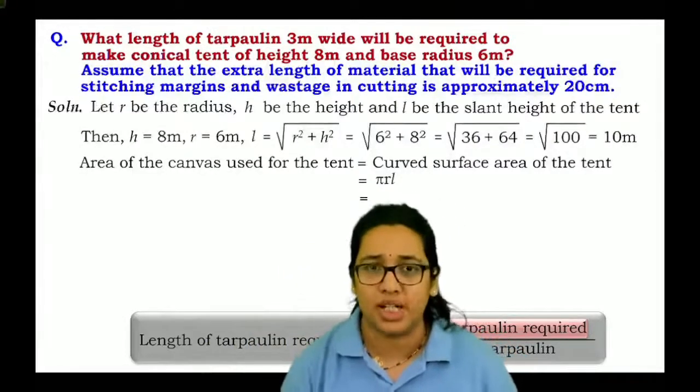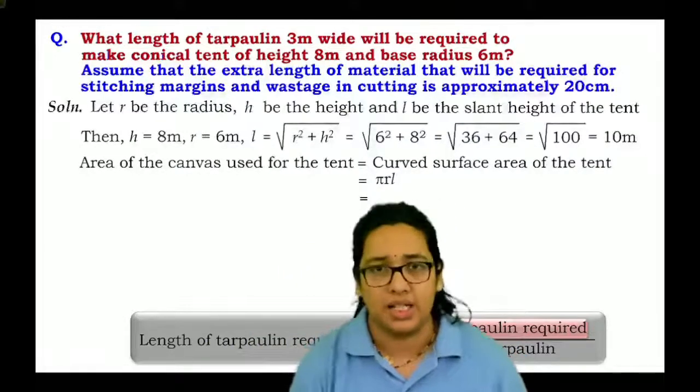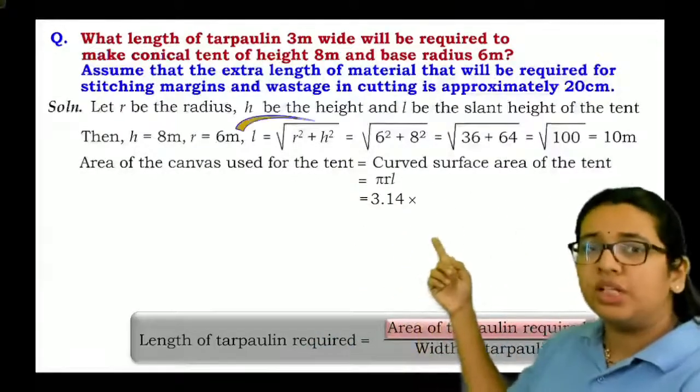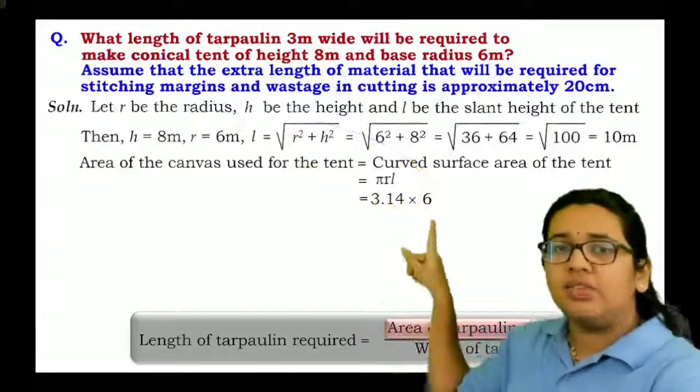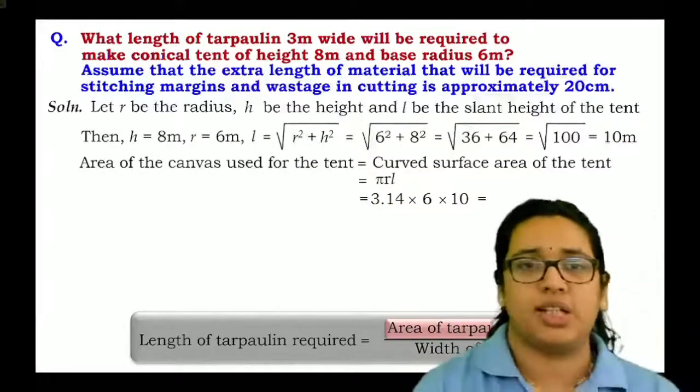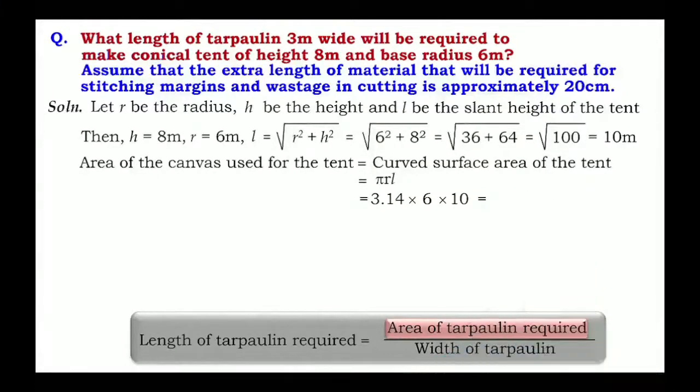आगे वाला आप इजीली कर पाओगे, करेक्ट. Hence pi r l is nothing but pi is 3.14 into r is given as a 6 and l will be 10. So calculate करो आंसर क्या मिलता है चेक करो. Yes, after calculating this what will be the area of canvas which is nothing but curved surface area, आपको क्या मिलेगा ये चेक करो.